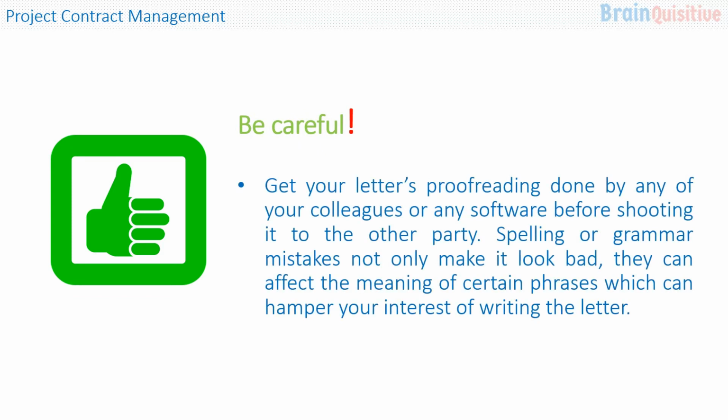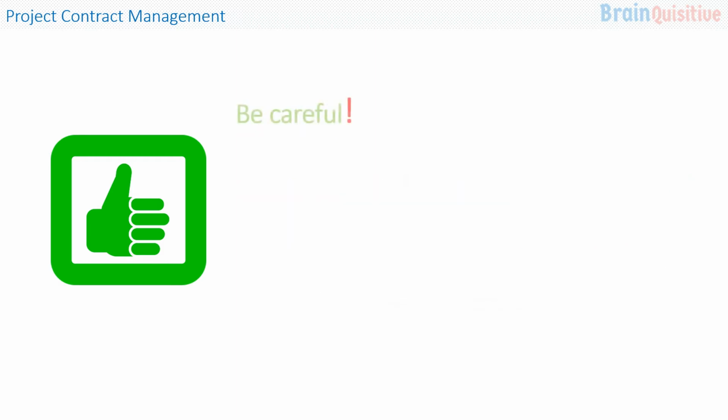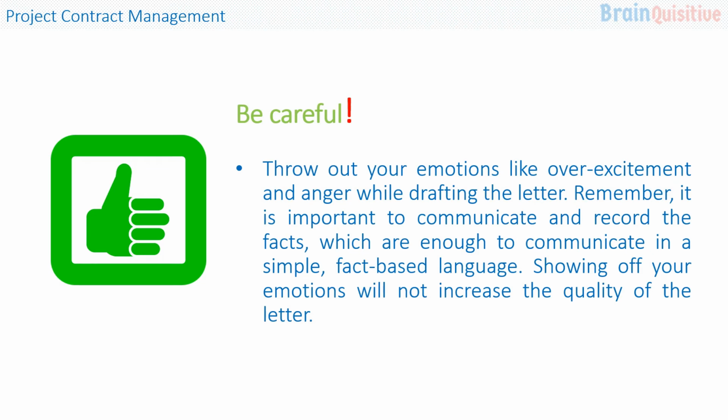Be careful. Get your letters proofread by any of your colleagues or any software before shooting it to the other party. Spelling or grammar mistakes not only make it look bad, they can affect the meaning of certain phrases, which can hamper your interest in writing the letter. Throw out your emotions like overexcitement and anger while drafting the letter. Remember, it is important to communicate and record the facts, which is enough to communicate in simple fact-based language. Showing off your emotions will not increase the quality of the letter. Rather, it can hamper the language and what exactly you want to communicate.